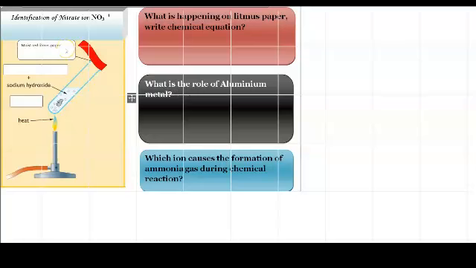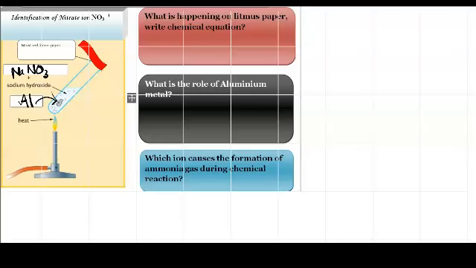Hi everyone, as we have already done practical in chemistry lab for the identification of nitrate ion, so here I am going to explain to you the chemistry behind this experiment. So this apparatus, you are very well aware of it, that in a test tube we have taken sodium nitrate, NaNO3, aqueous. We add sodium hydroxide in this NaNO3 and we add aluminum foil.